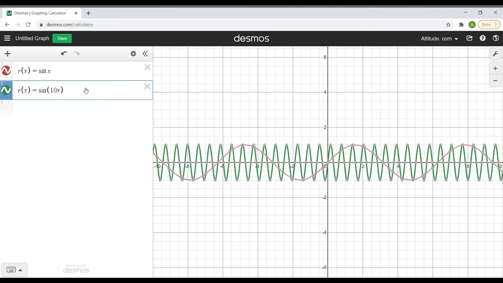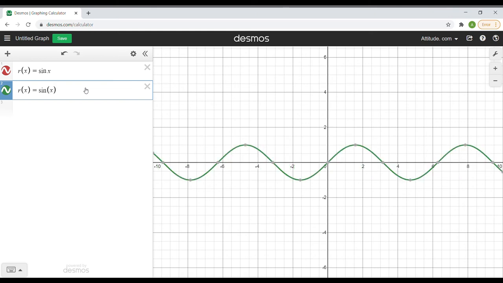Now what happens if, instead of multiplying, we divide? See, we are dividing x by 1. Sin x is equal to sin of x by 1. It is the same. x by 1 is equal to x. So there is no change. It just overlaps. It's the same graph. What about sin x by 2?